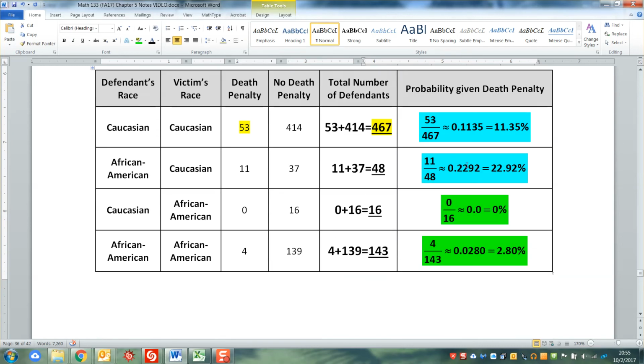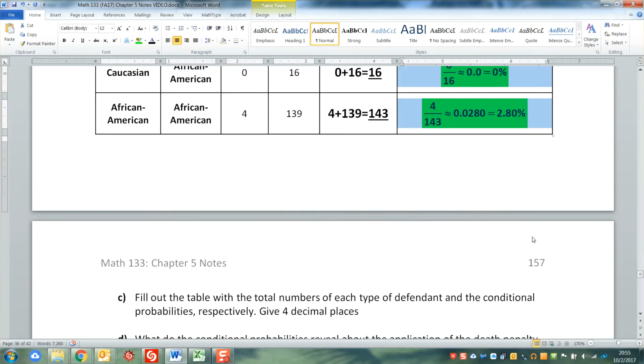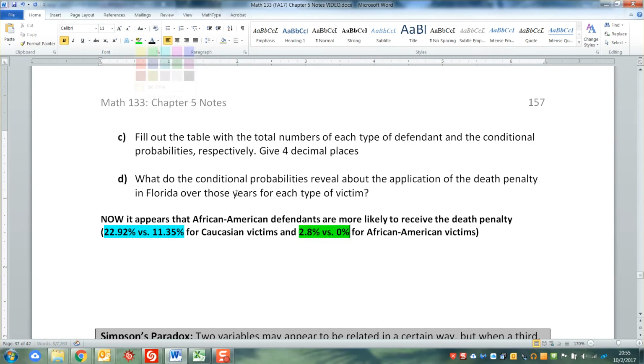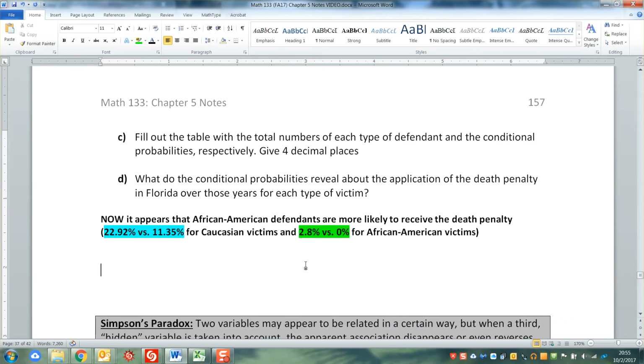But now when we break the data apart and we actually compare them, blue to blue and green to green, you can see that the African American defendant is twice as likely to receive the death penalty. And here, well, it's 2% more times the death penalty, but of course 0% is really, really low. And so that's what we're seeing. So we're seeing the two blue numbers and the two green numbers and how they compare, right? And either way, it's looking like the African American defendant is more likely to receive the death penalty.